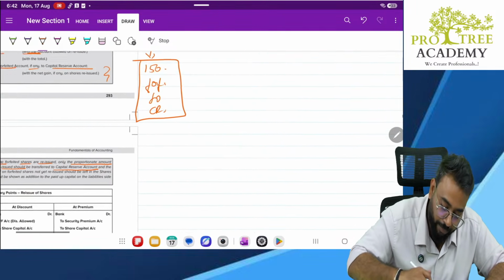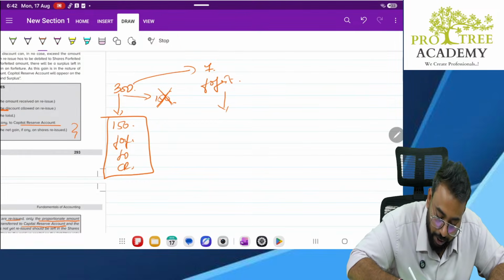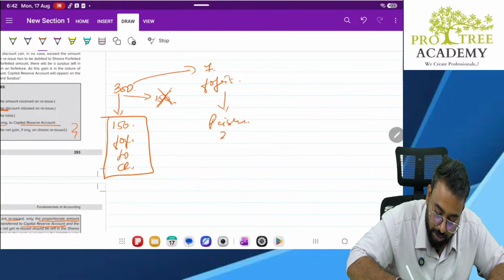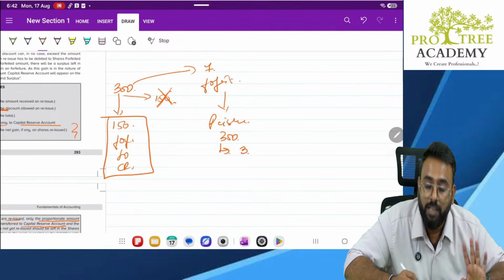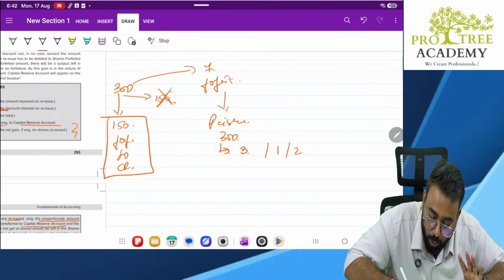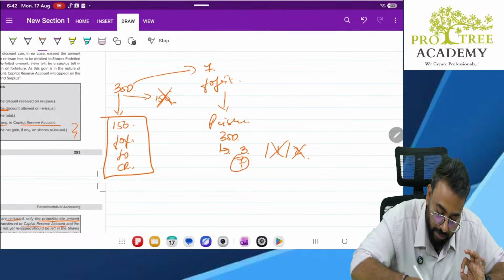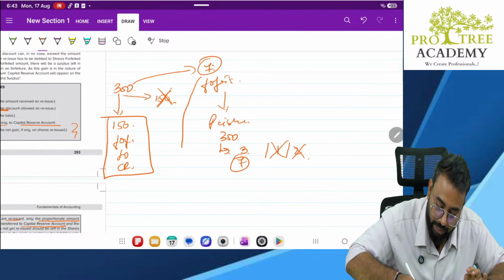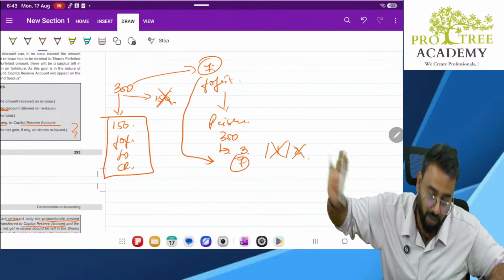Clear? Suppose on these 300 shares I have collected 7 rupees and I have forfeited. Now whatever I have forfeited I am going to reissue. When I reissue these 300 shares, I can reissue the shares at 3 rupees. I cannot issue the shares at 1 rupee or 2 rupees, not allowed. Why? Because the maximum discount allowed is 7. That is, the amount which you have forfeited is the amount which you can allow as a discount.